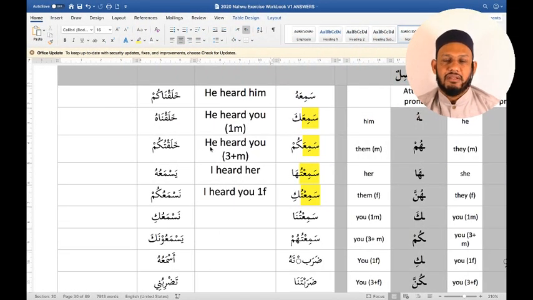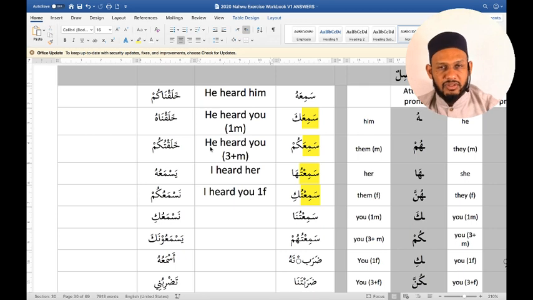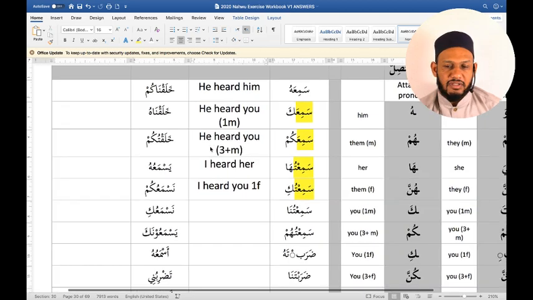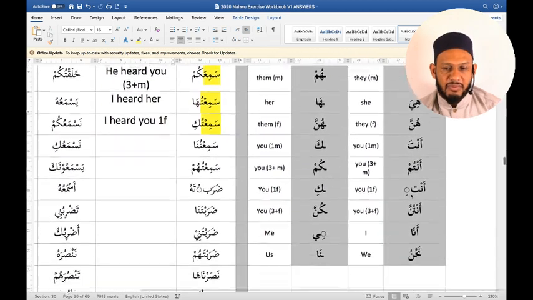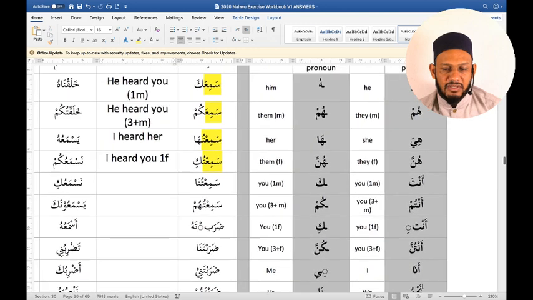We've only done attached pronouns to the verb. You can attach them to a ism and a harf, but we'll come to that inshallah later on in the course. But just learn the attached pronouns for now. Hu, hum, ha, hunna, ka, kum, ki, kunna, I, and na. Learn the attach and detach. Also, part of your homework is try to memorize these two columns here in grey, inshallah ta'ala.